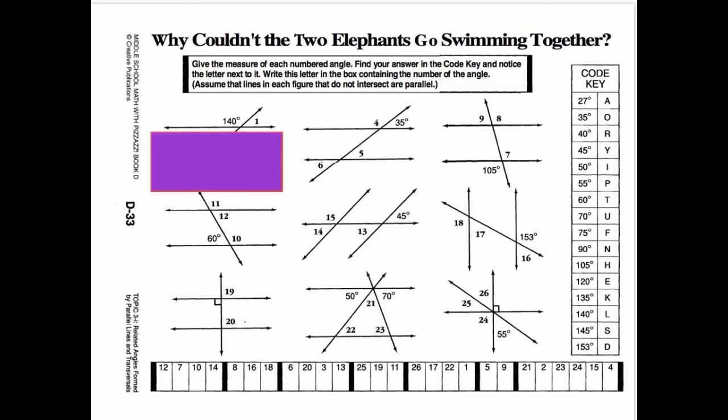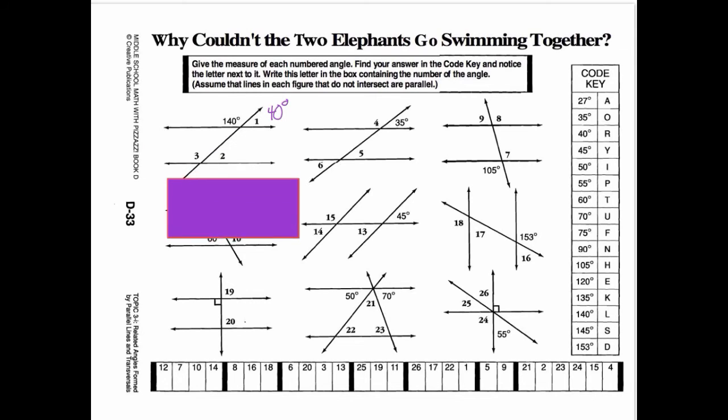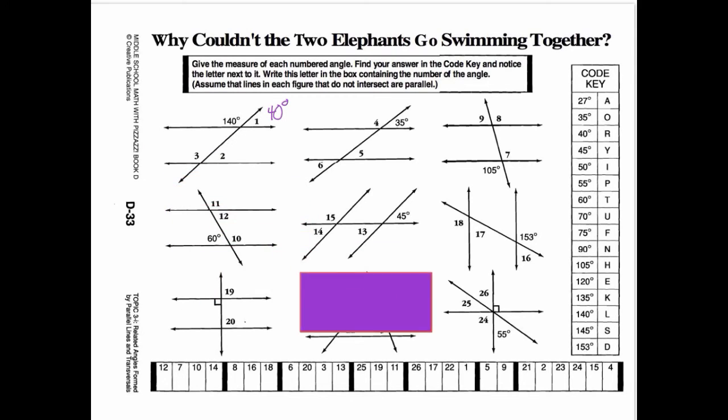So we can go 180 degrees minus 140 degrees. And those are nice numbers to work with. That's a difference of 40 degrees. That means angle 1 measures 40 degrees. Now, let's see. We also have to figure out angle 2 and angle 3.